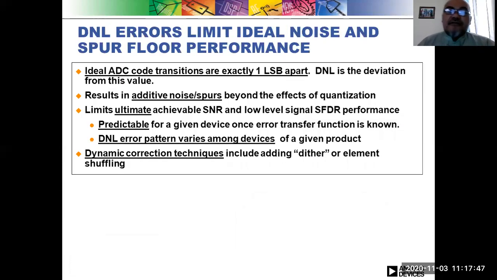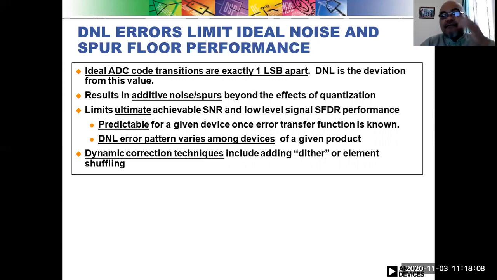The DNL errors will limit the ideal noise and spur floor performance. So ideal ADC code transitions are exactly one least significant bit apart. Okay, 1 bit at the digit conversion. Yeah. So DNL is the deviation from this value.